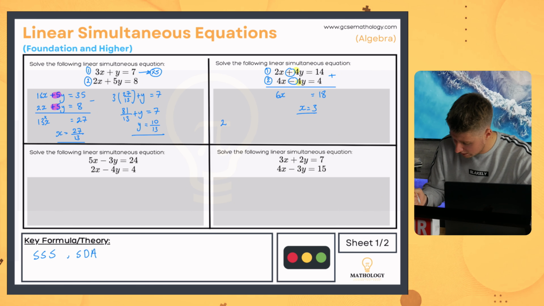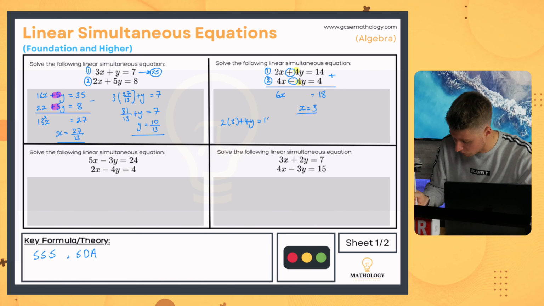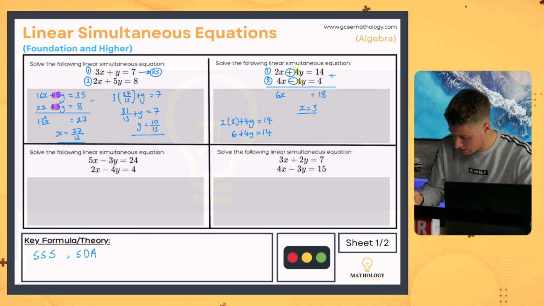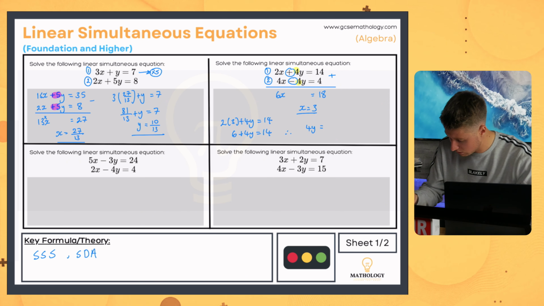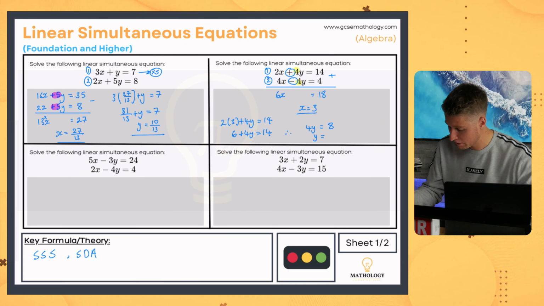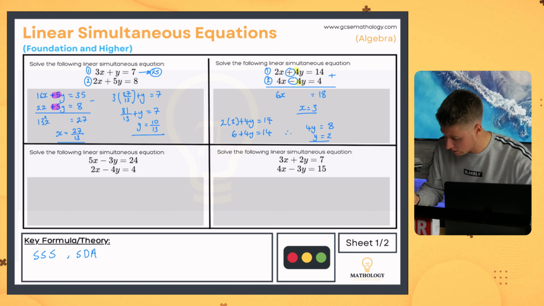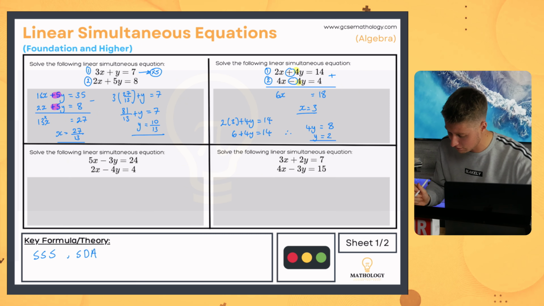So 2x, which is 2 times 3, plus 4y, and this is equal to 14. So 6 plus 4y is equal to 14. Therefore, if we subtract 6 from both sides of the equation, we get 4y, which is equal to 8. And then if we divide both sides of the equation by 4, we get that y is equal to 2. So y is equal to 2 and x is equal to 3.